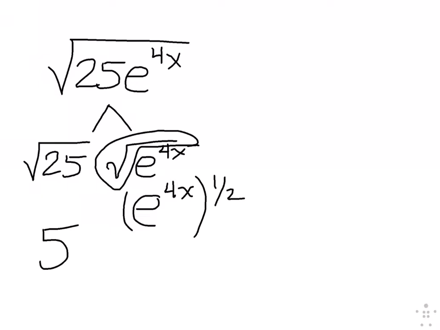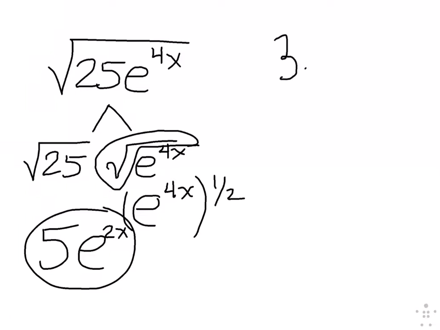I multiply them. What's 4 times a half? 2. And I'm done. Last one like this, and then we're going to move on to the next part. Anybody have any idea? How do I do this one?